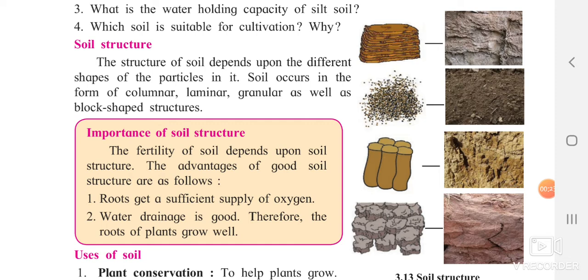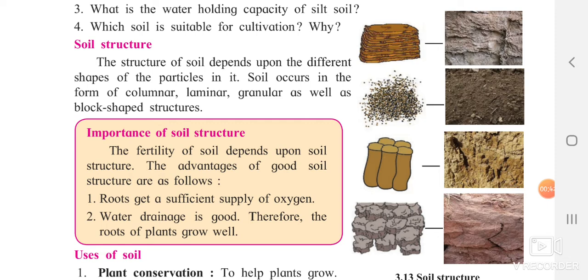The first one you can see is columnar. The next one is laminar. Then the next is granular and the other one is block shape. You can clearly understand by the picture which is given alongside. Now what is the importance of soil structure? We have also seen it, but again we are going to revise it.